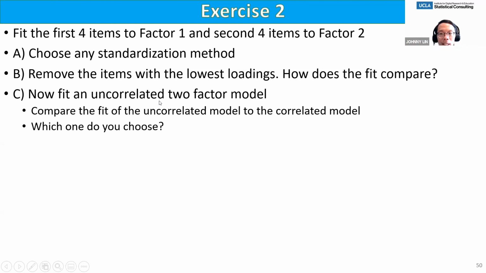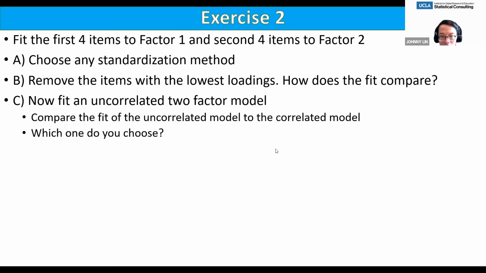And then finally, uncorrelate the factors, because by default it's correlated, right? And then compare the uncorrelated model to the correlated model. That's what I mean by uncorrelate the model in B. Does that make sense? And I'll give you 5 minutes to do that. You don't have to finish this. It might take more than 5 minutes. It might take less. But just get to as many as you can.